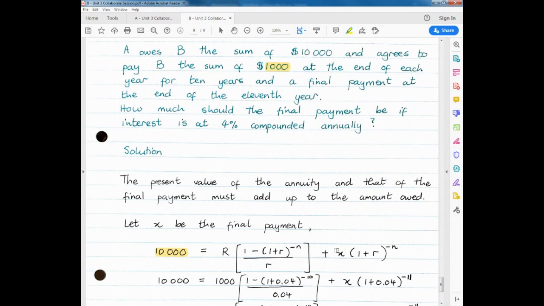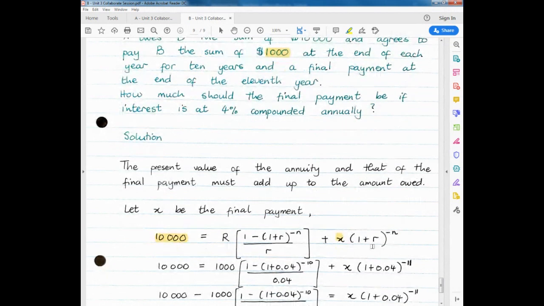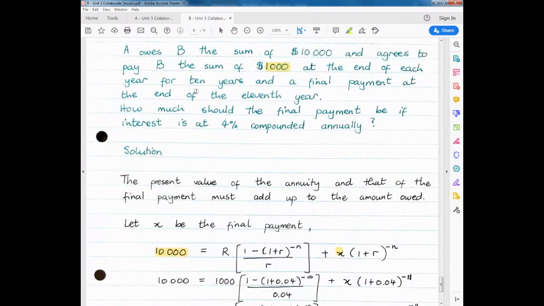Plus, if you assume that the final payment is X, we must then have the present value of this amount as well. See that final payment at the end of the 11th year, if you find the present value of it, you will then have 11 years. Okay, so let's have a look.